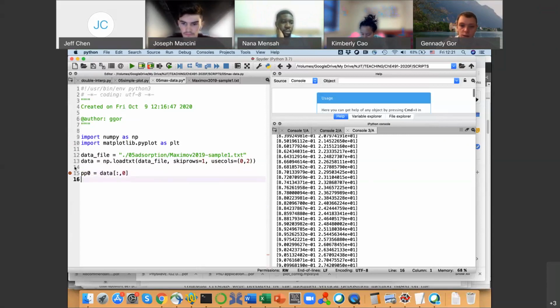The second column would be, as I said, the amount adsorbed. It's an adsorption isotherm, centimeter cube per gram, and this is centimeter cube STP. Adsorption, just data.